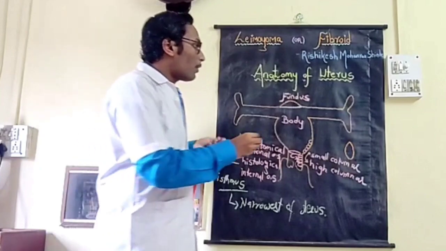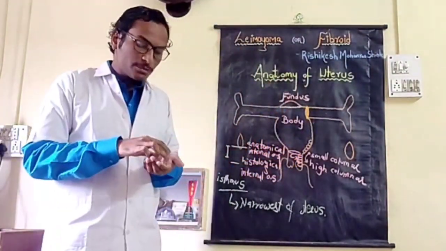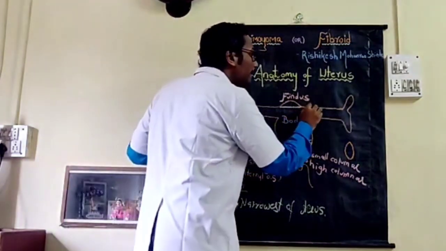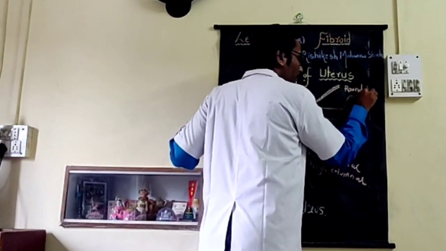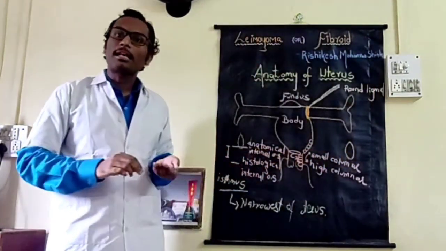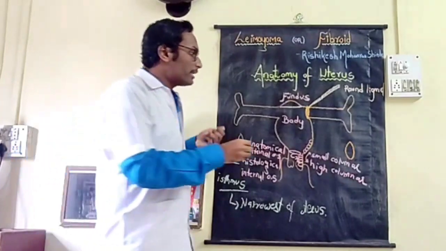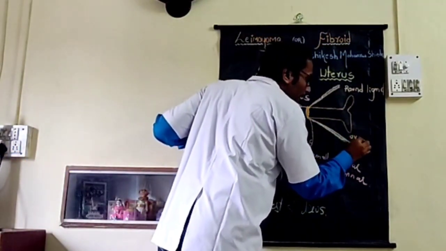Now coming to the cornu of the uterus, this structure provides attachment to two ligaments. Anteriorly we get the round ligament, and posteriorly we get the ovarian ligament.